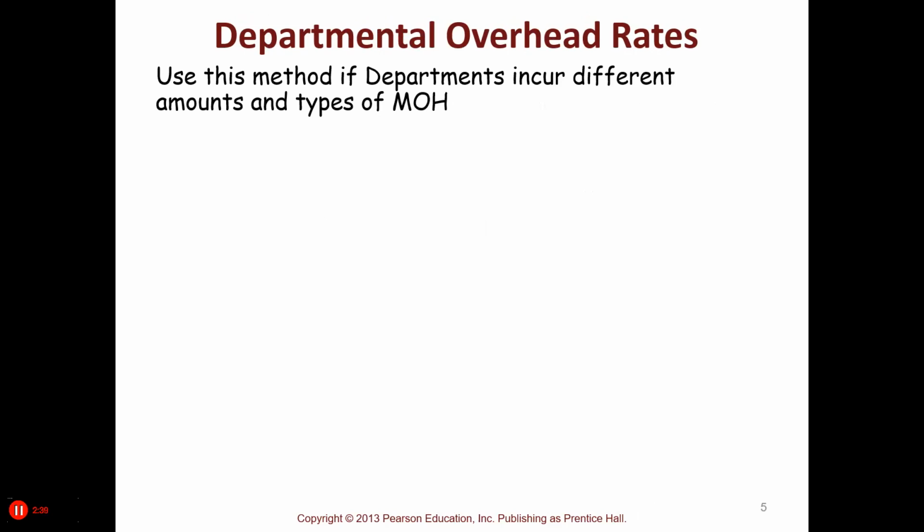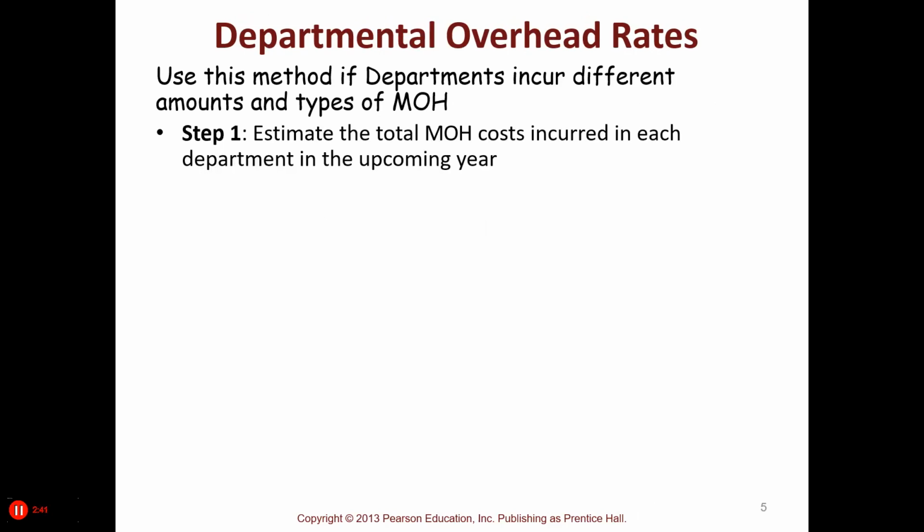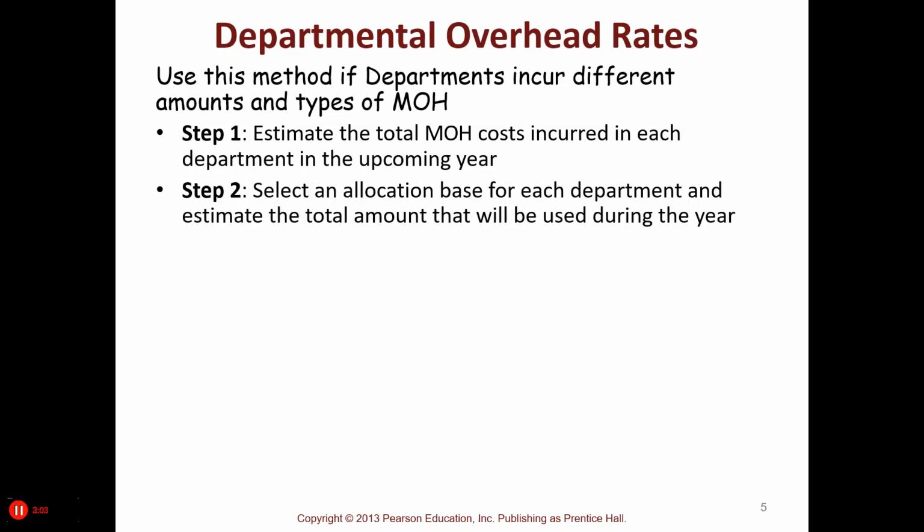Now, when you're doing department-wide overheads, it's the same thing. First, you're going to estimate the total manufacturing overhead costs incurred by the department for the upcoming year. Remember, it's always the estimate. And then you're going to select an allocation base depending on what drives the costs in the department. Is it running the machine? Is it the labor? Is it the packaging? Is it purchase orders? These would be things you'd have to take a look at.